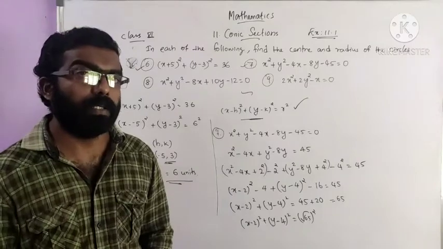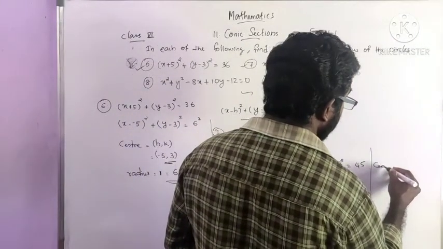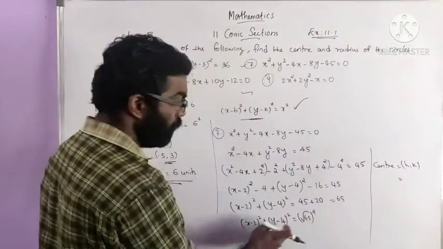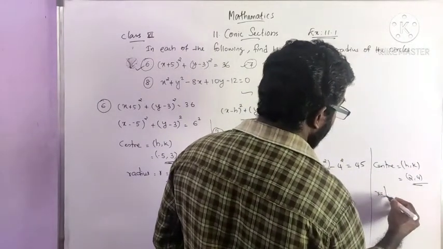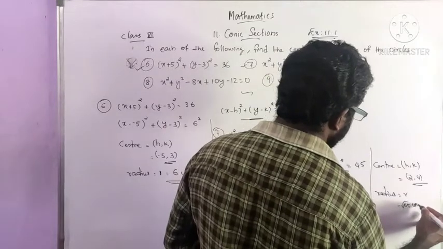Now we can compare this to the standard equation (x minus h) the whole square plus (y minus k) the whole square is equal to r square, and we can write the center as h comma k. Here it is 2 comma 4 and the radius is r, which is equal to root 65 units.